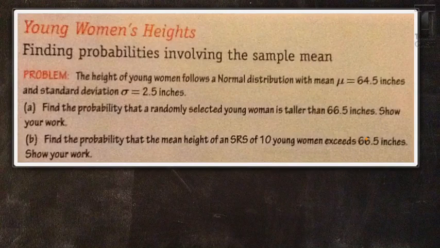Alright, let's end this video with a little example about young women's heights. We're going to find probabilities involving the sample mean. The height of young women follows a normal distribution with a mean mu of 64.5 inches and a standard deviation of 2.5 inches. We're going to find the probability that a randomly selected young woman is taller than 66.5. This is going to be normal again, so we can use our normal distribution.